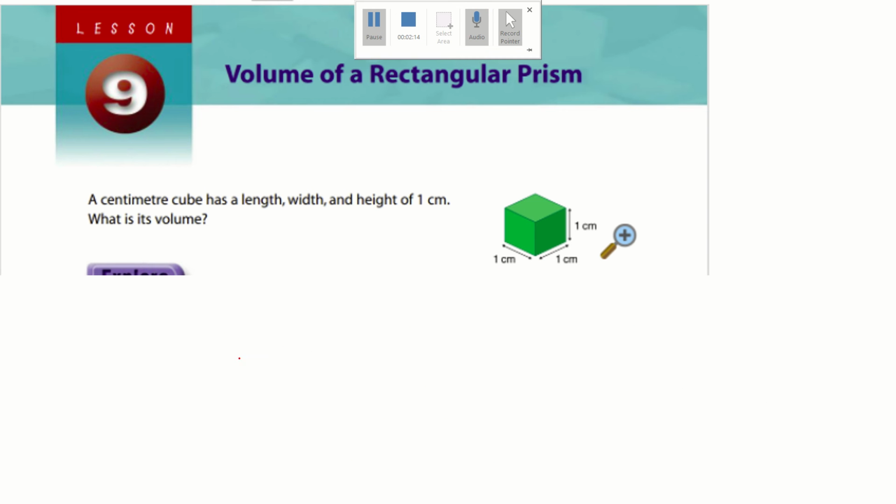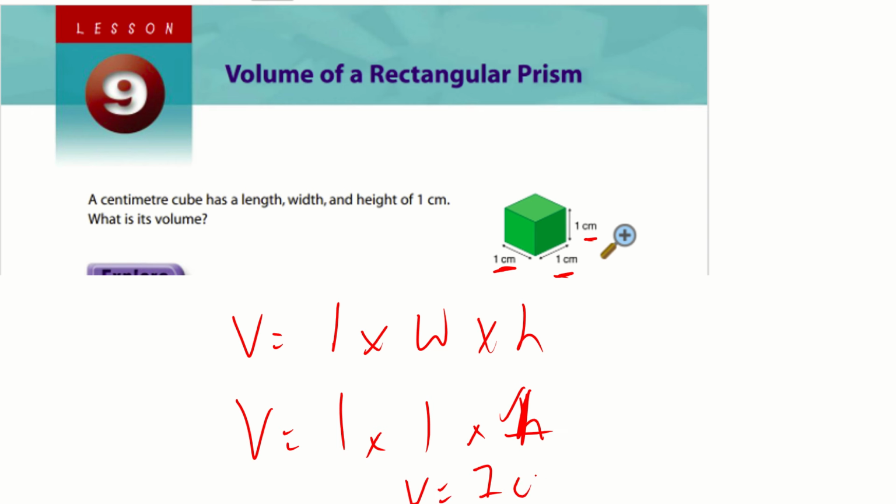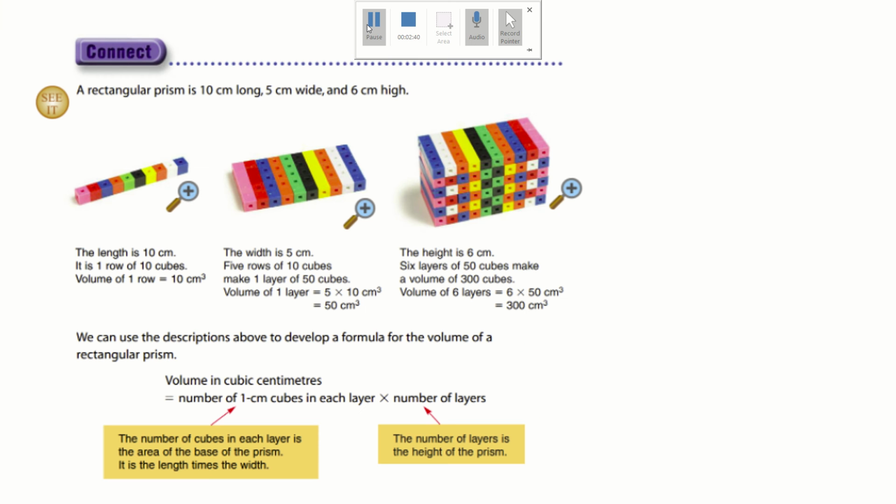The second formula for volume is length times width, which is area, times height. Then what you do is you plug in all the numbers. Here's my length, 1. Here's my width, 1. Here's my height, 1. So 1 times 1 times 1 is 1 centimeter cubed. Those are the two formulas that you need to know for this. So we're going to go over this first.